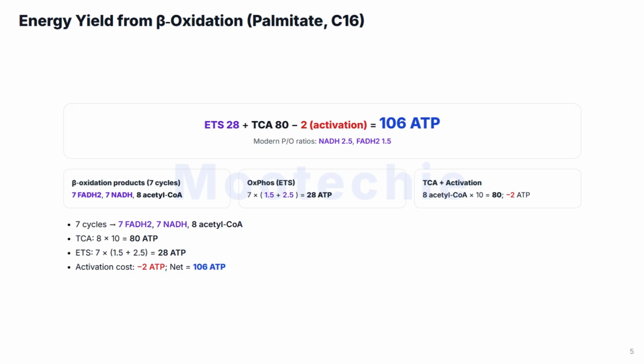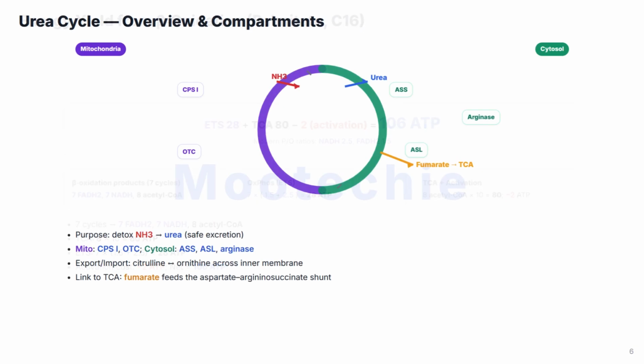So, the summary is 7 cycles produce 7 FADH2, 7 NADH and 8 acetyl-CoA. The TCA yields 80 ATP. The ETS yields 28 ATP. After the 2 ATP activation cost, the net ATP is 106. Next, we shift from energy production to waste management with an overview of the urea cycle and its compartments.